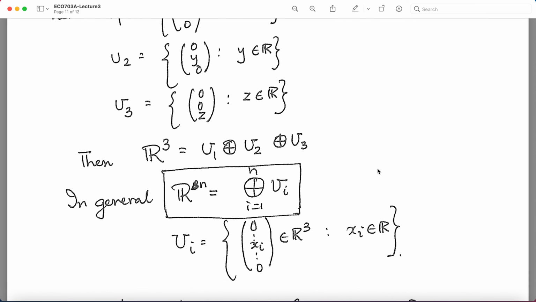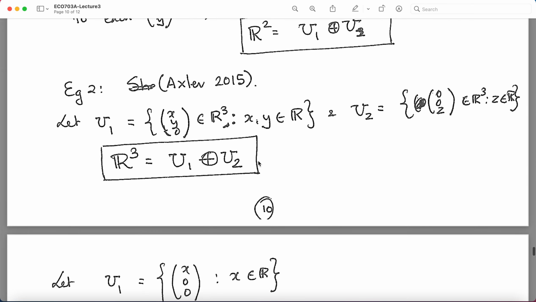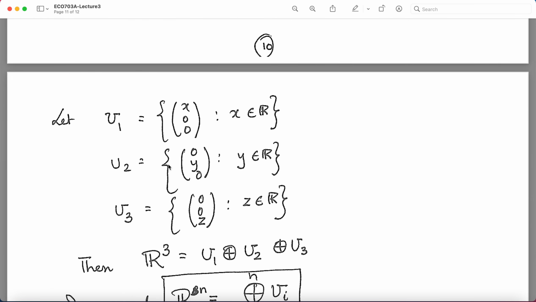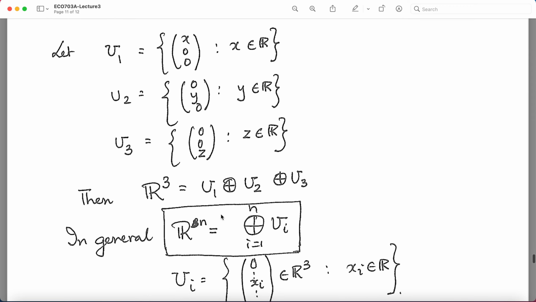Here the subspaces were the xy plane and the z axis. You take any element in the xy plane and add it with an element of the z axis, and you will have a unique representation of an element in R3. Here I decompose it further: I decompose the xy plane itself into these subspaces. Now R3 is U1 plus U2 plus U3.